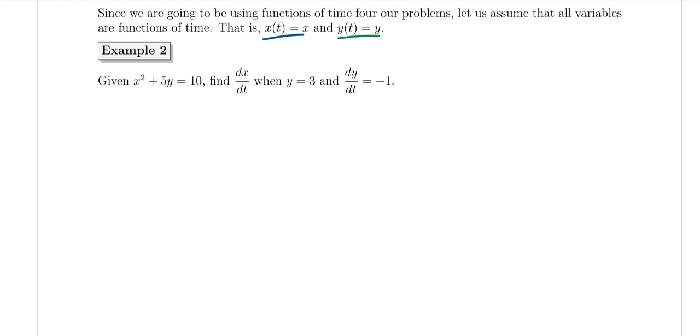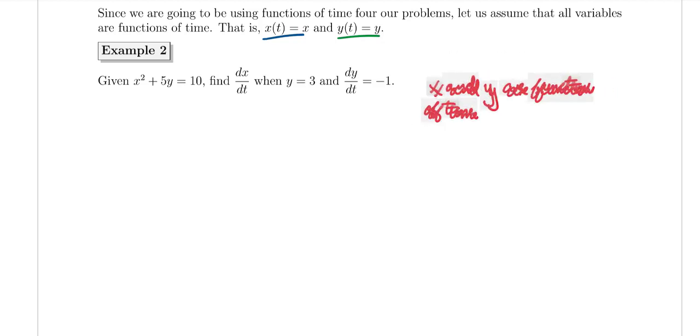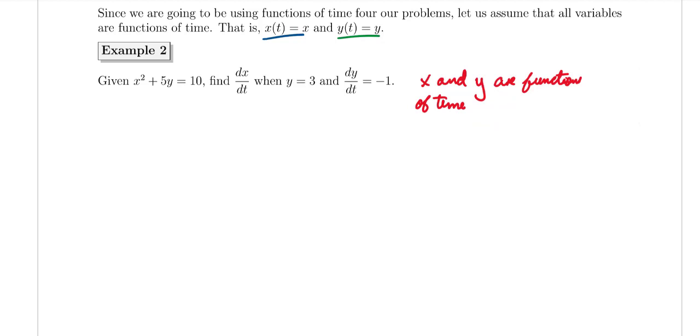Okay, so again, remember here, guys, x and y are functions of time. Now, when we were doing implicit differentiation before, we normally just assumed that y was a function of x, so it had its derivative.